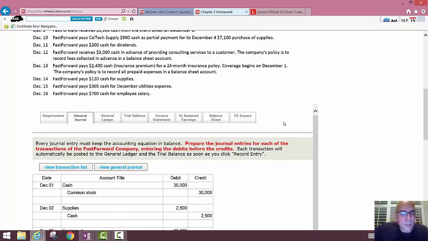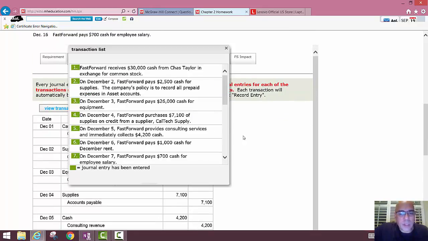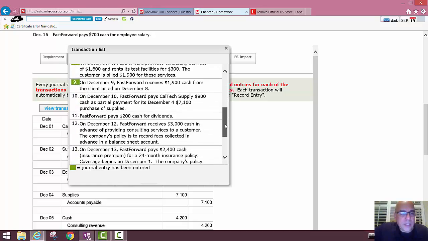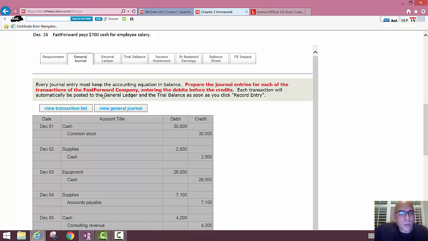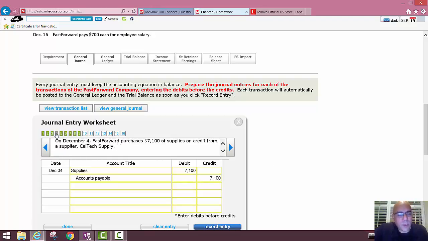Okay, go back to the general ledger, and let's do the next transaction. Now we're doing one that is showing up on the 10th. A few more of these to go for this particular homework assignment, and we take a look, and they tell us that they pay $900 cash as partial payment for the December 4th purchase of the supplies. Let me see if I can go back and look at that December 4th. Good. On December 4th, you can see that they set up the payable for the 7,100.